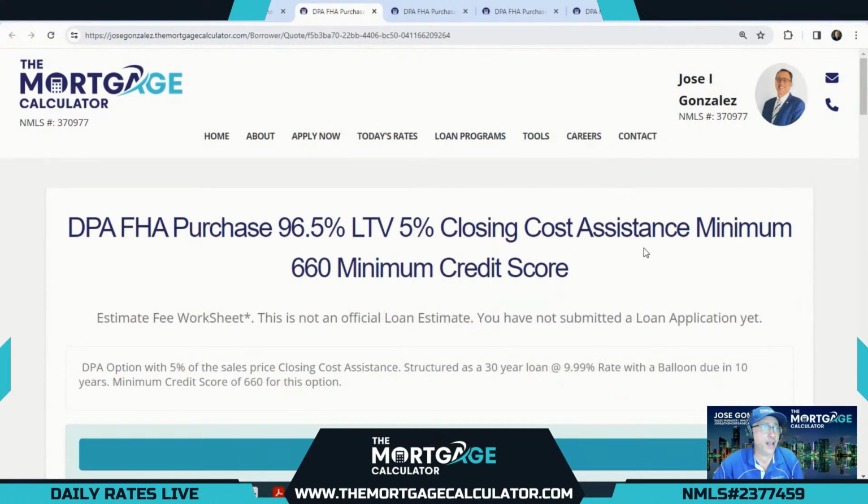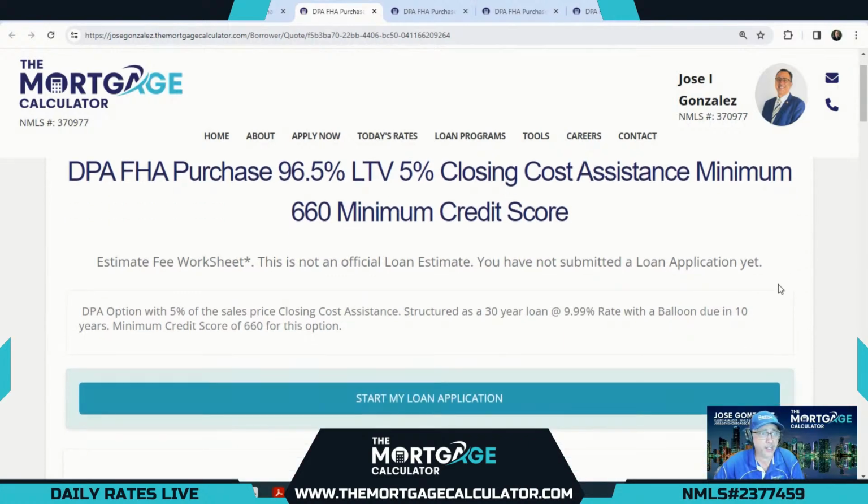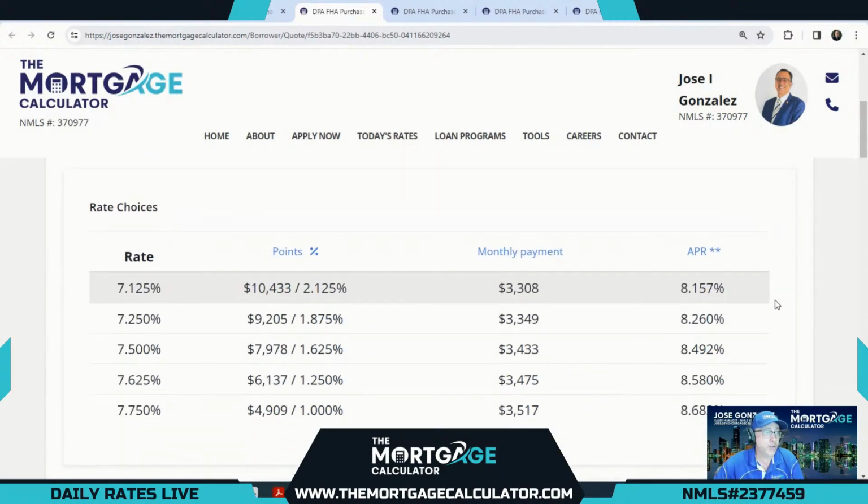And now we have our 5%, same option, same program, closing cost assistance, but now we're at 5% of the sales price, same second loan, 30-year, 9.99 with a balloon due in 10. But now we do see another difference here. We have another 0.625 difference here. So you get 1 more percent, but this is 0.625 cost more than the 4% option. So you see how this works. With every tier, you get a little bit less.